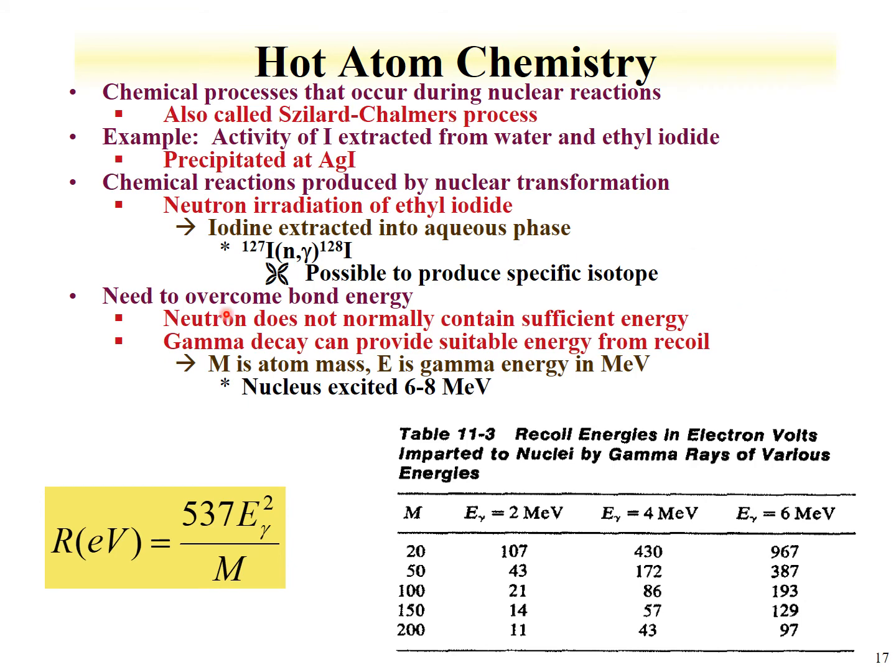Neutrons normally don't provide sufficient recoil energy. However, from a nuclear reaction you can get gamma decay. The recoil energy from the gamma decay can be calculated with this equation. And if we look at the table that's taken from Nuclear and Radiochemistry, we get the recoil energies in electron volts imparted to nuclei by different gamma energies for different masses. And remembering that we don't need that much energy, depending upon the gamma energy, to achieve a breaking of a chemical bond, since chemical bonds are only on the order of tens of electron volts.